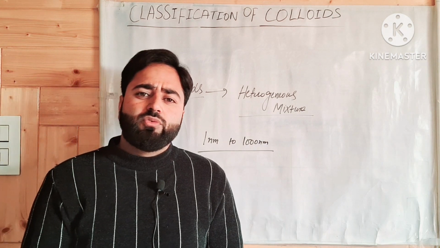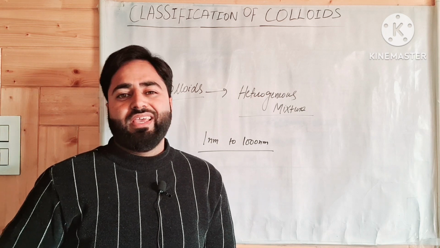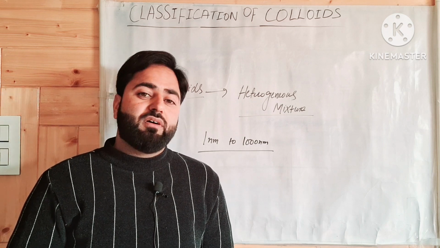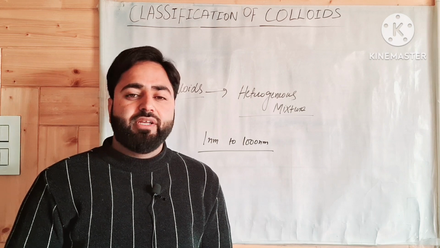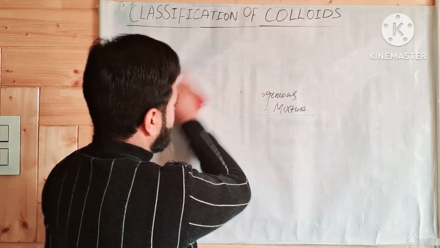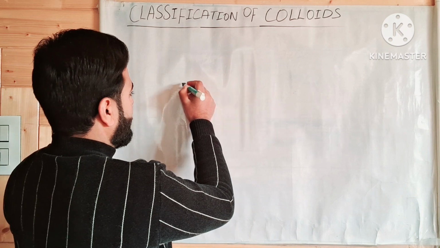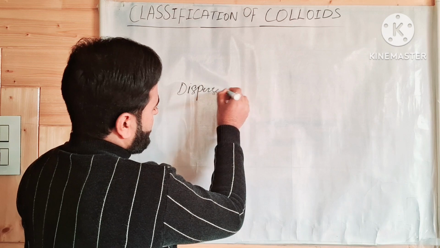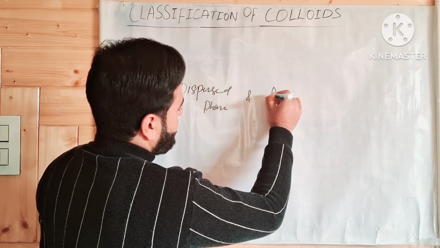Colloids do not involve only solids and liquids, they may also involve gases. So the classification of colloids is based on the physical state of the dispersed phase and dispersion medium. In the lecture on solutions, we have already discussed the dispersed phase and dispersion medium.